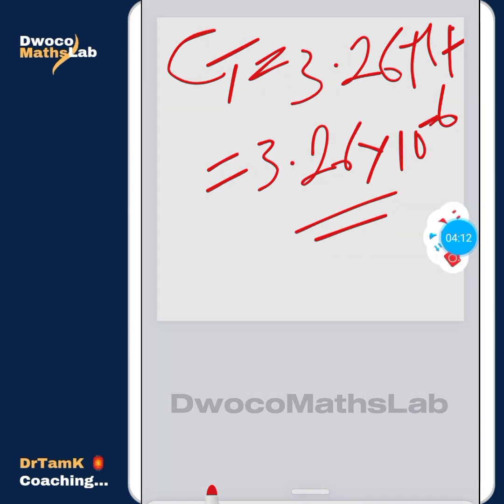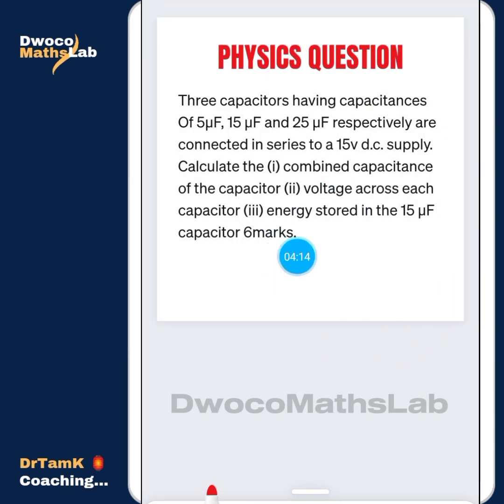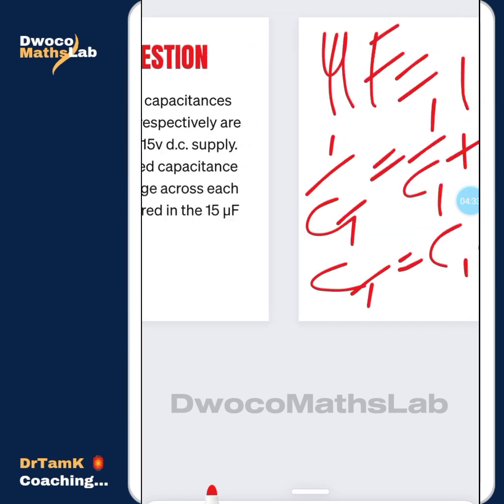So let's take a look at the second part of the question. The second part says we should find the voltage across each capacitor. Because they are in series, when the capacitors are connected in series, the voltage across each capacitor is going to be the same voltage.